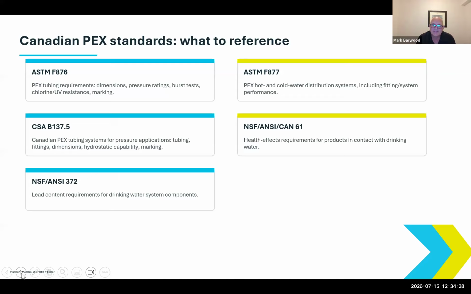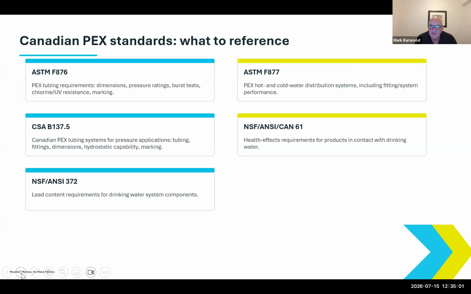ASTM F877 is specific to PEX hot and cold water distribution systems, and that includes the fitting system. So the way the pipe reacts with fittings and how fittings work with pipe is the F877 system. So in Canada, we mirrored ASTM F876. We called it CSA B137.5. And basically references everything that ASTM F876 referenced.